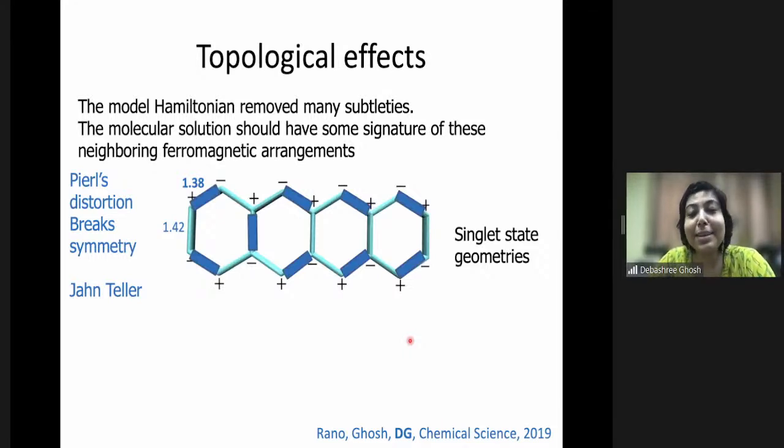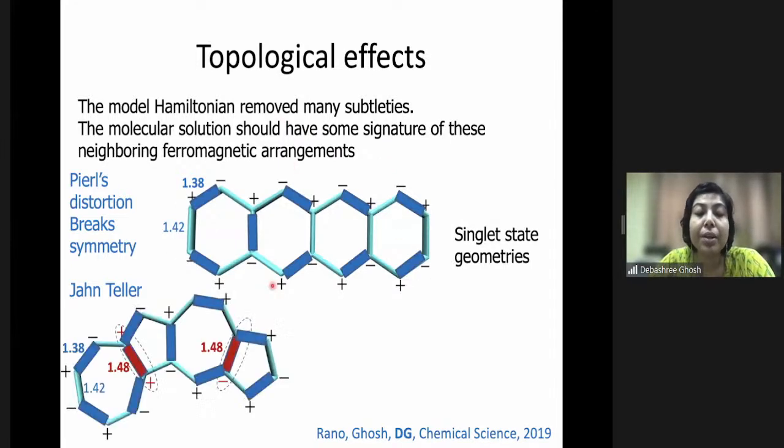But again, at the end of the day, I'm a quantum chemist, so I don't really know if the model calculations are all that close to the molecular calculations, and therefore I try and look at signatures of whatever we are proposing in the molecular calculations. So we looked at the optimized geometries of these molecules. Here what we see is that there are these short bonds and long bonds, that kind of alternation in the acenes. This is already known. This appears to be a distortion because of symmetry breaking.